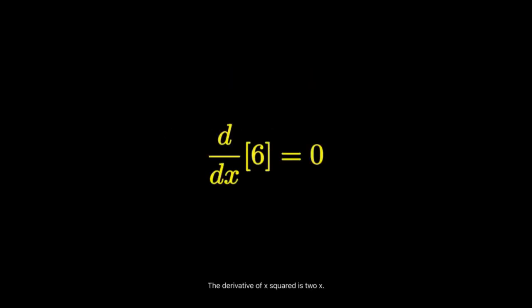Now we can put all our pieces together. The derivative of x squared is 2x, the derivative of negative 5x is negative 5, and the derivative of 6 is 0. When we combine these results, we get 2x minus 5 plus 0. Since adding 0 doesn't change anything, our final answer is simply 2x minus 5. This derivative tells us the instantaneous rate of change of our original function at any value of x we choose.